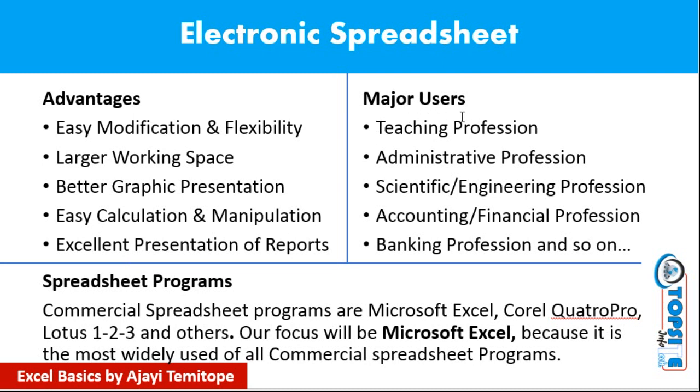What are the major users of spreadsheet? We have the teaching profession, administrative profession, scientific or engineering profession, accounting, financial profession, banking profession, and so on. All of these put together actually make use of it. In fact, everyone is a user of spreadsheet programs, and we'll basically limit it to a particular program because there are so many spreadsheet programs. What are the different types of spreadsheet program? We have Microsoft Excel, Corel Quattro, Lotus 1-2-3, and others. But our focus will be on Microsoft Excel. Why? Because it is the most widely used of all commercial spreadsheet programs. If you can use Microsoft Excel, then you can use almost all other spreadsheet programs. They are almost always in the same form, in the same pattern. So let's move on.